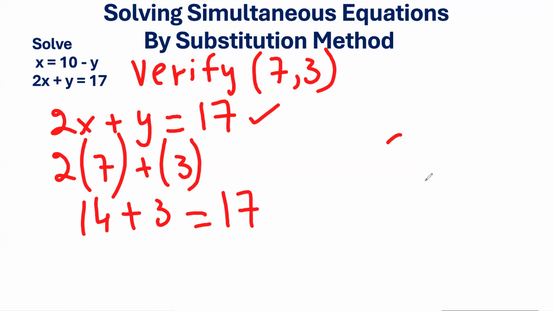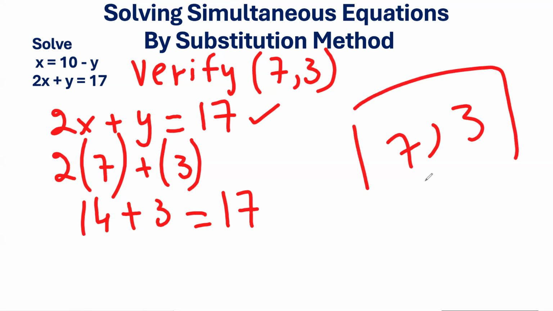So 7, 3 is your answer. x is equal to 7 and y is equal to 3. Let's see another question of solving simultaneous equations by substitution method.